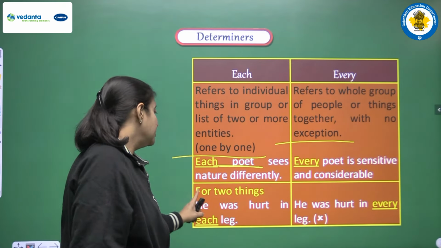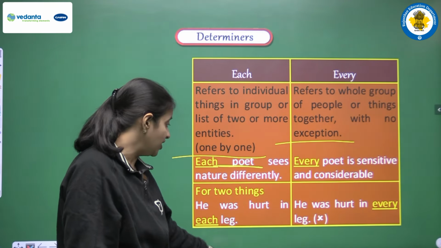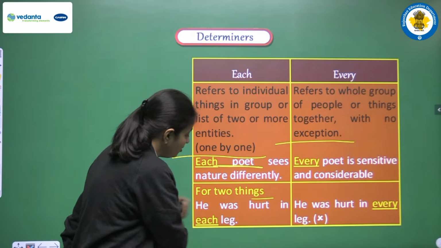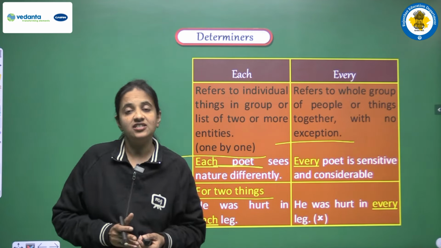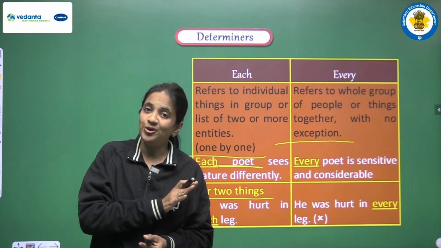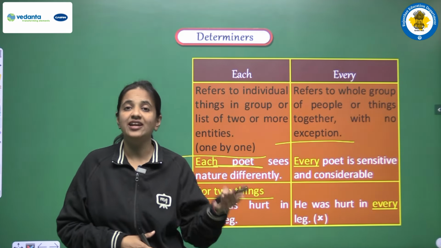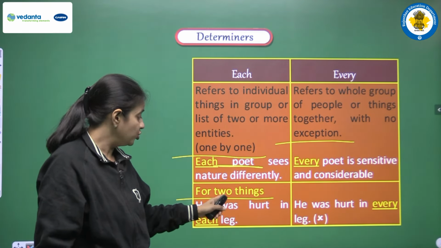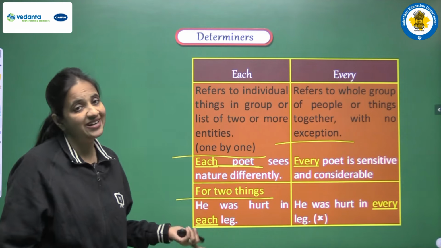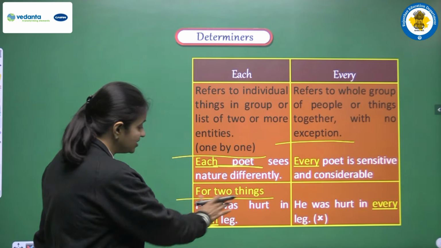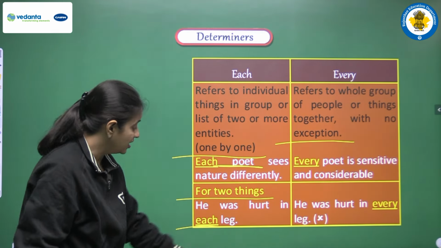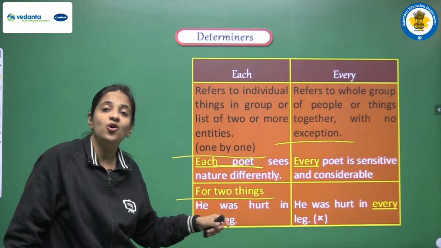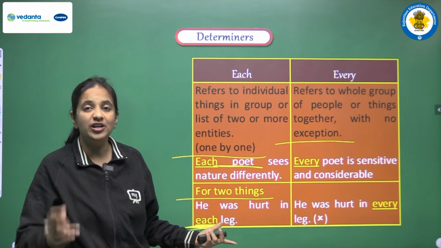For two things, he was hurt in each leg. Another use of each we are having here. So हमने इससे पहले भी we have discussed this thing that each is used to indicate two or more things and every is used to indicate three or more things. Okay. So when we have to show only two things, obviously at that time we have to use each. So suppose one sentence we are having here, he was hurt, and here we are having one blank leg.